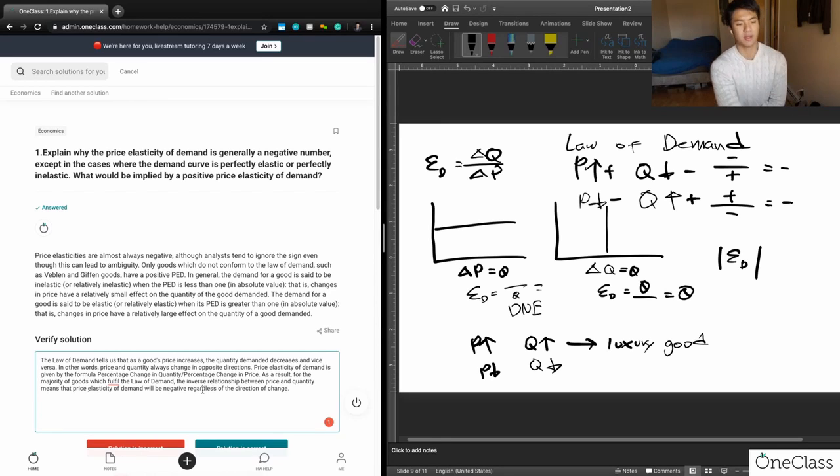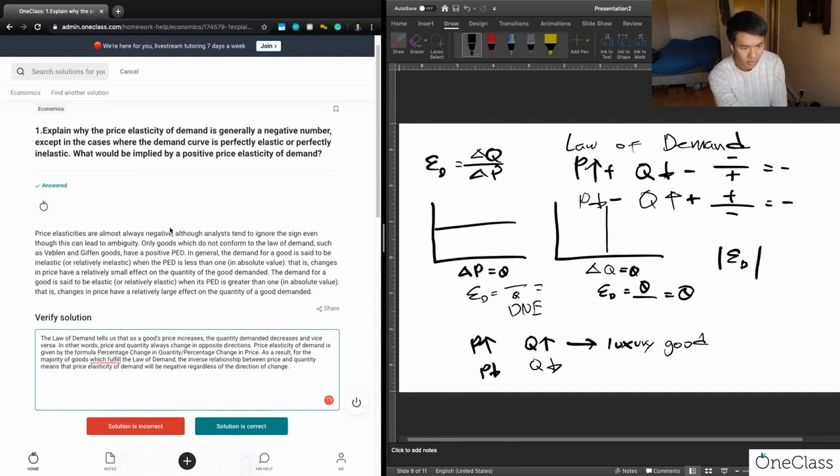So let's take a look just to make sure we got it all right. Law of demand tells us that as a good's price increases, the quantity demanded decreases and vice versa. In other words, price and quantity always change in opposite directions. Price elasticity of demand is given by the formula percentage change in quantity divided by percentage change in price. As a result, for the majority of goods which fulfill the law of demand, the inverse relationship between price and quantity means that price elasticity of demand will be negative regardless of the direction of change.